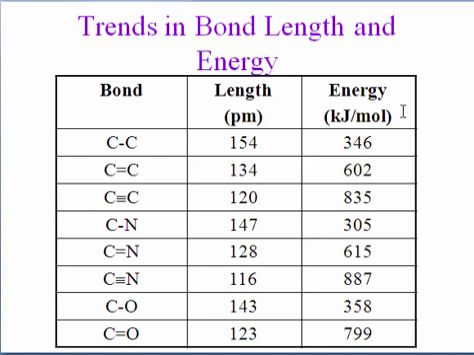Now, bond energy is defined as the minimum energy required to actually break this bond. And a single bond requires 346 kilojoules to break 1 mole of carbon-carbon single bonds. A carbon-carbon double bond requires almost double the amount of energy per mole, and then a carbon-carbon triple bond requires even more per mole. So we can see how strong these interactions are by how much energy is required to break them. And we see the same trend between any 2 atoms that we look at. As the number of electrons being shared increases, the bond length decreases, and the energy required to break them increases.